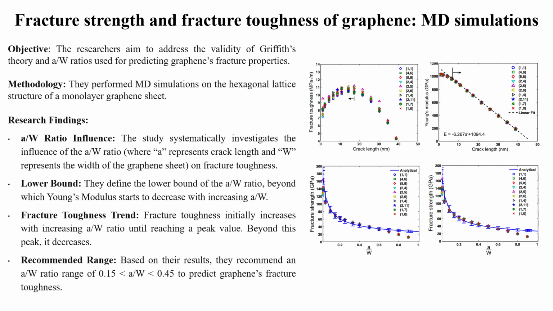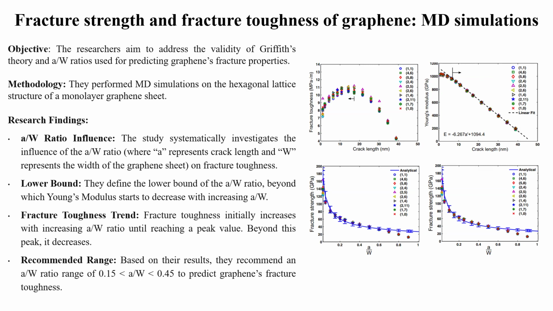I am Vidyadhar. This paper is about the fracture strength and fracture toughness of graphene using MD simulations. The objective here was to address the validity of Griffith's theory and A/W ratios used for predicting the graphene's fracture properties. In terms of methodology, the team performed molecular dynamic simulations on a hexagonal lattice structure of a monolayer graphene sheet.